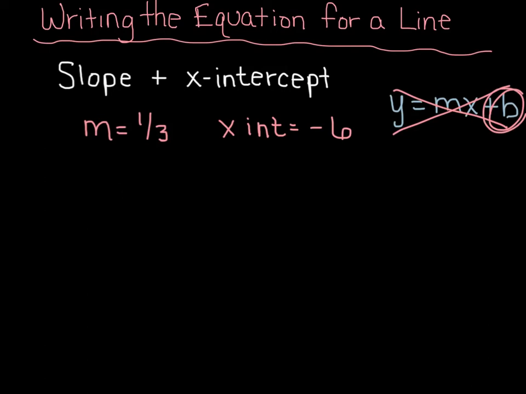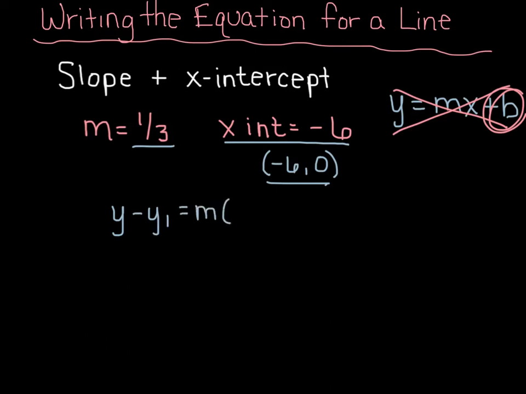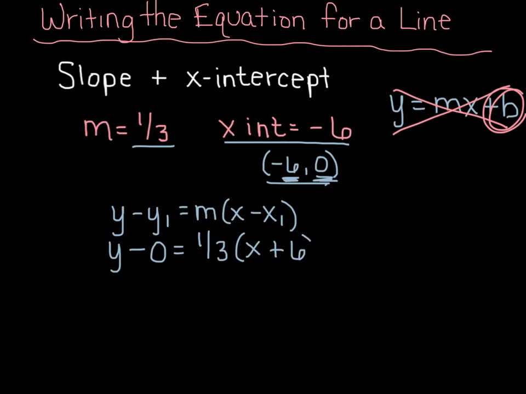Okay? So what we have to do is treat this x-intercept like it's a coordinate, which would be negative 6, 0. And then I have a point and a slope, so I can go into point-slope form. y minus y1 equals m times x minus x1. So y minus, my y1 would be the 0, so y minus 0 equals m, which is 1/3, x minus x1, so minus negative 6 is the same as plus 6.